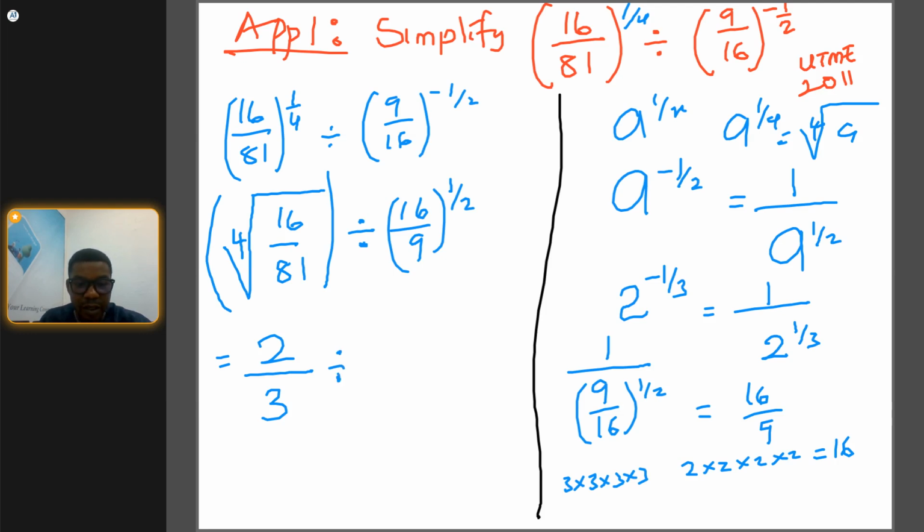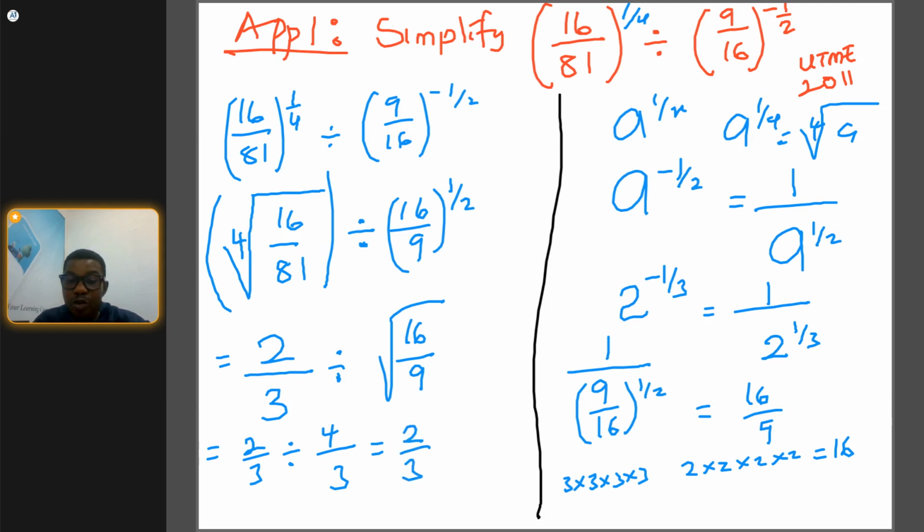Divided by, this also means square root. So I'll be having the square root of 16 over the square root of 9, which is 2 over 3, divided by, the square root of 16 is 4 over, the square root of 9 is 3. So we'll proceed. 2 over 3, we cannot use division like this. We need to change it to multiplication. So I will change my division to multiplication.